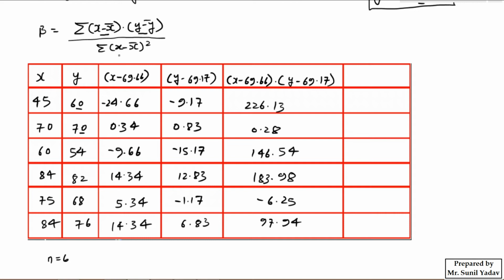Now at the last, we have calculated the numerator part. So now we have to see the denominator part. In the denominator part, we have to estimate x minus x bar squared. We have already estimated x minus x bar over here, so we only have to do the square of this thing. So here we'll write x minus 69.66. We have to take the square of this column's values, and whatever result comes, we'll write over here. The first is 608.12. Second will be 0.12. Next value will be 93.32.